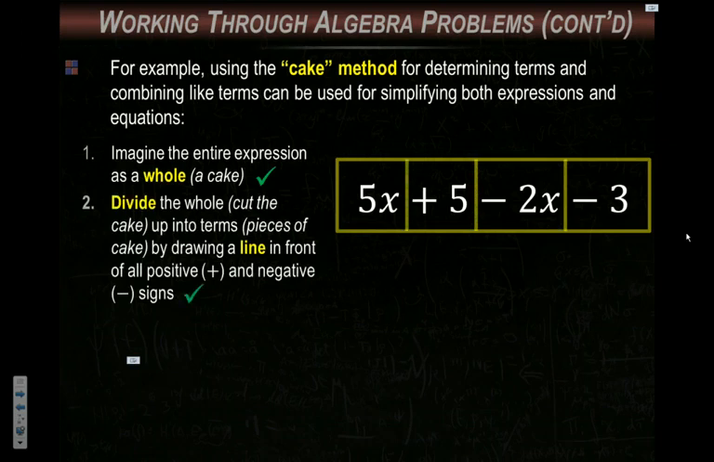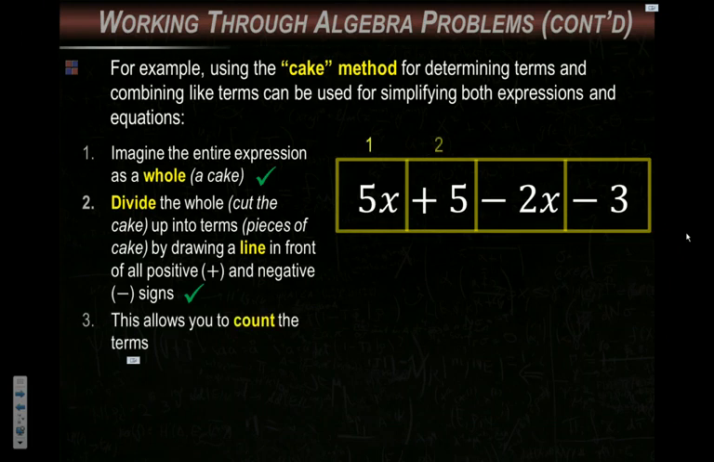Divide or cut the cake by placing lines before each sign, cutting it up. Your signs are going to be the positives and negatives. Step 3. You now can count how many terms you have based on how many pieces of the cake. So I have 4 terms.